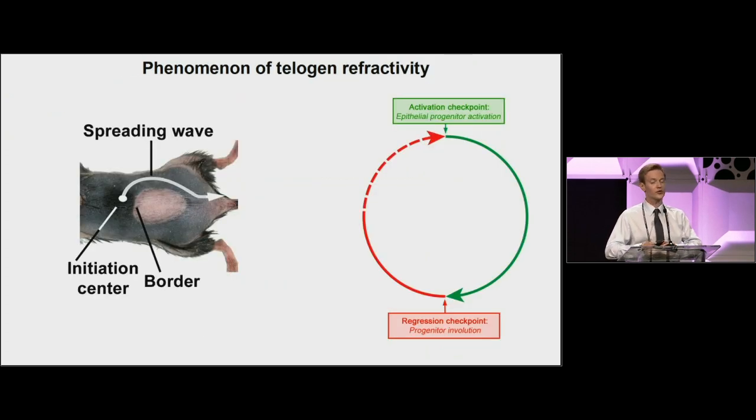So another really intriguing phenomenon that was already observed in the 1960s and also was worked on by Ralph Paus and Vladimir Botchkarev is this phenomenon of telogen refractivity. This is a phenomenon when skin that just entered telogen, meaning right after anagen, is somehow resistant to normal anagen initiation from the surrounding. Shown here on the left is a picture of a shaved mouse where anagen is propagating from a central initiation site, but a coin-sized piece of telogen skin is completely resistant to it.